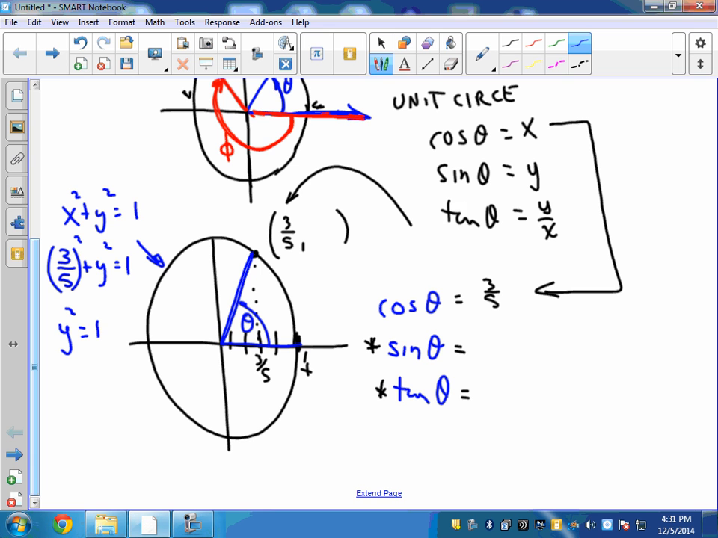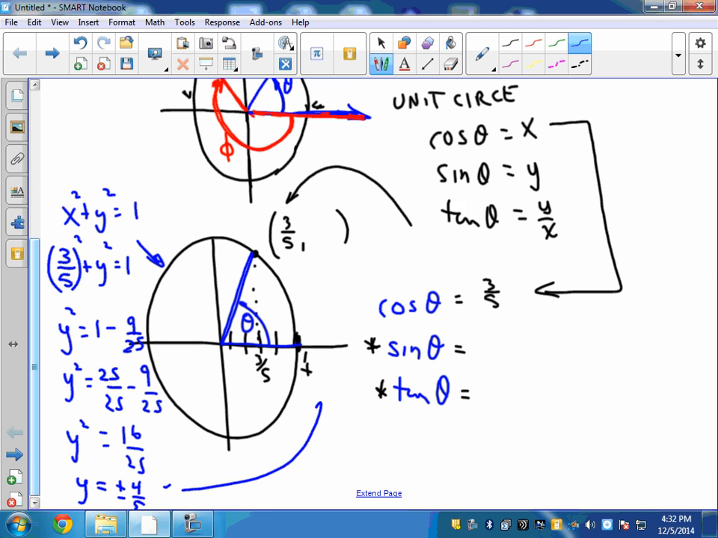Y squared is 1 minus 9/25. I squared the 3/5 there. So y squared is 25/25, take away 9/25. Y squared is 16/25. So y would be, typically, plus or minus 4/5. We do note that y in this case is up in quadrant 1, so y has got to be positive 4/5.